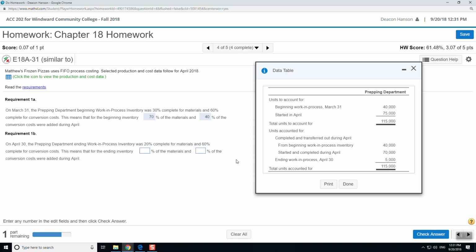So now we flip-flop, and we're going to be looking at April's ending inventory. Okay. So on April 30, the prepping department ending work in process inventory was 20% complete for materials and 60% complete for conversion costs. This means that for the ending inventory, so much percent of the materials and so much percent of the conversion costs were added during April. So how did you get that one? You just use the same. Yeah. Okay. So this one's different because it's ending inventory, right? They're coming right out and telling us what it is.